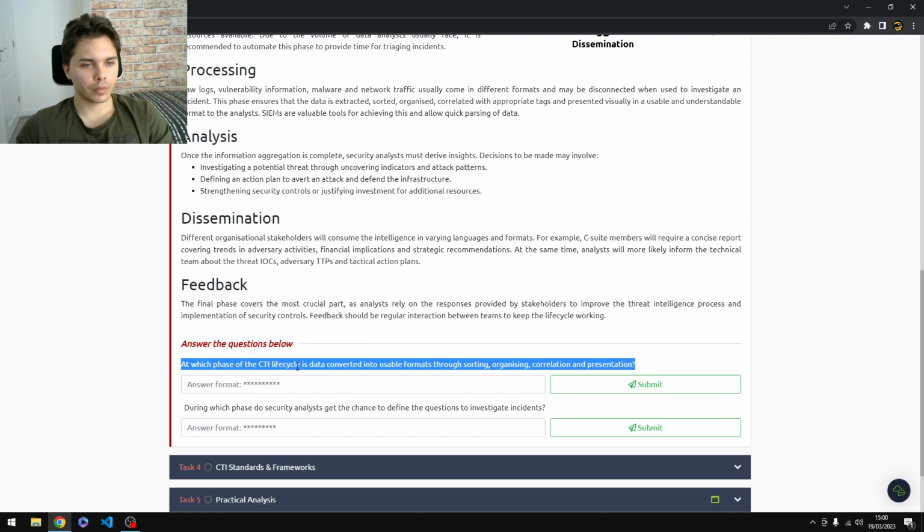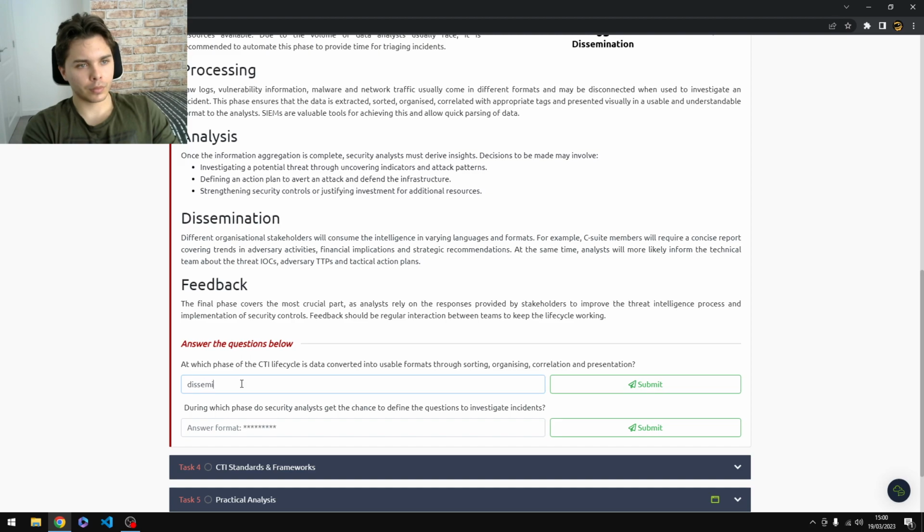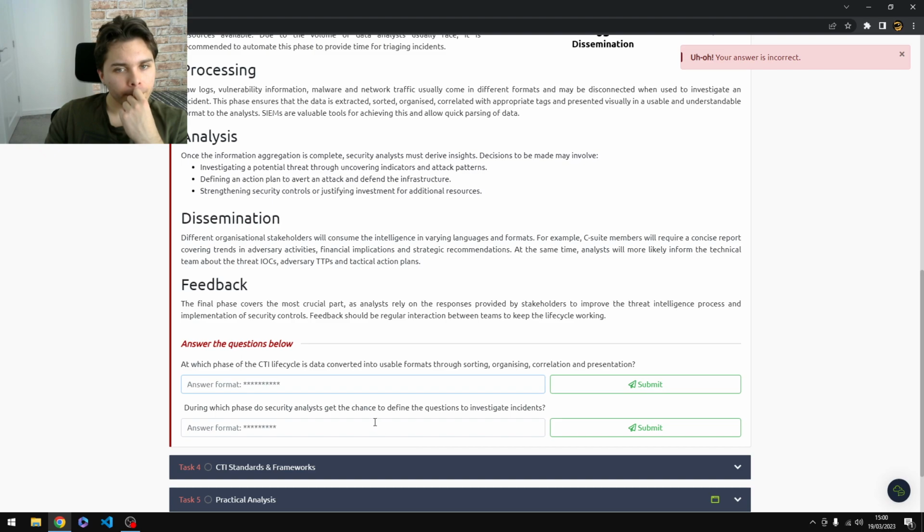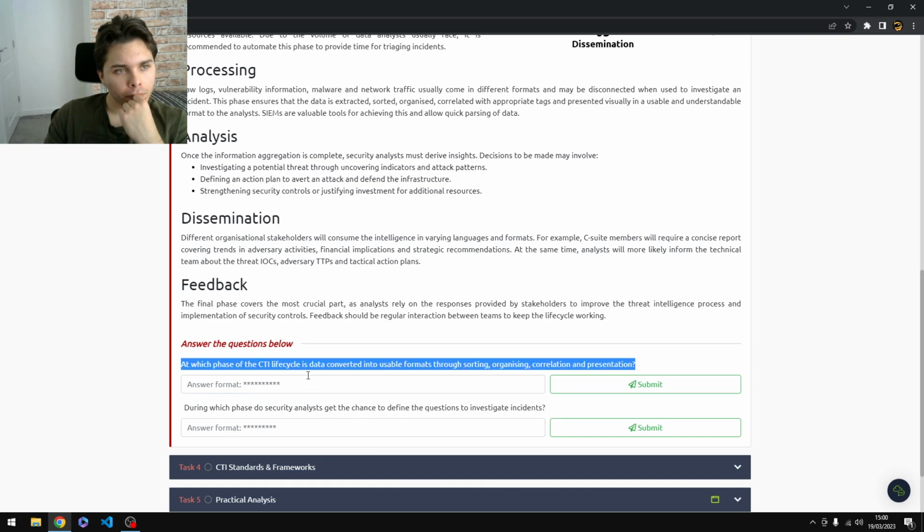At which phase of the CTI life cycle is data converted into usable formats through sorting, organizing, correlation and presentation?